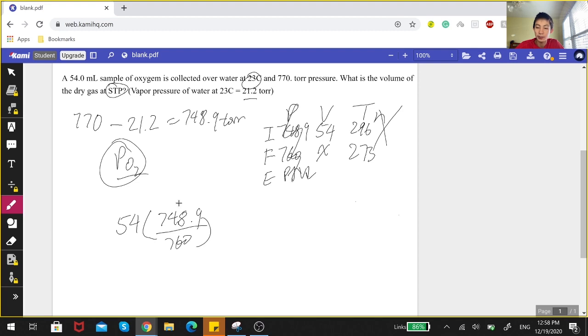And now we stop looking at P and we look at T. Temperature and volume are directly proportional. So as T decreases, V will also decrease. So we're also going to put the smaller number on top and the bigger number on the bottom. And what does that give us? 54 times 748.9 times 273 divided by 760 divided by 296. That gives us 49.1 milliliters.